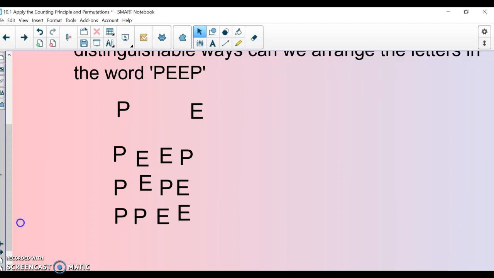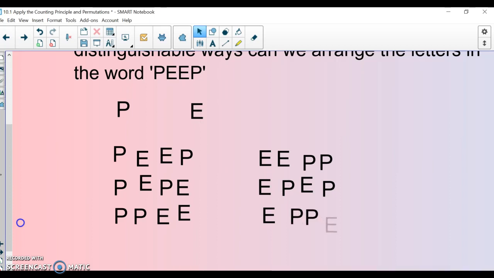Those all start with P. There's no other ways I could have P as my first letter, right? Because I have the second P as the last one, the second to last one, and then the second letter. So now I need to start with the letter E, so I would have E-E-P-P, E-P-E-P, and then my last one would be E-P-P-E. And there are no more. You could try to think of them if you wanted to, but you would come up empty-handed. So that is obviously the long way.